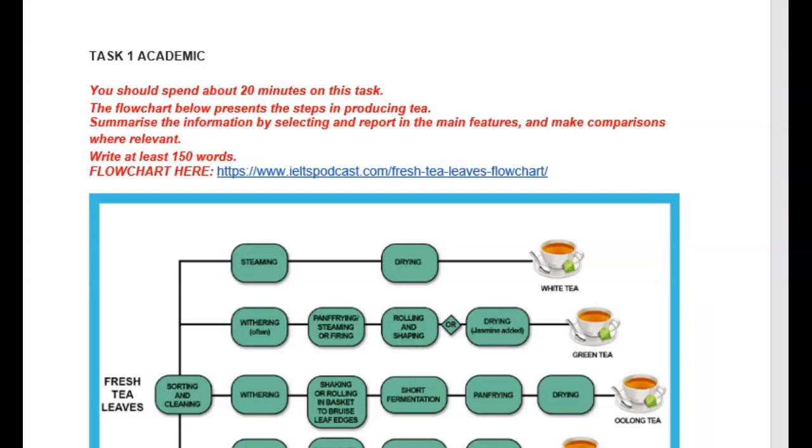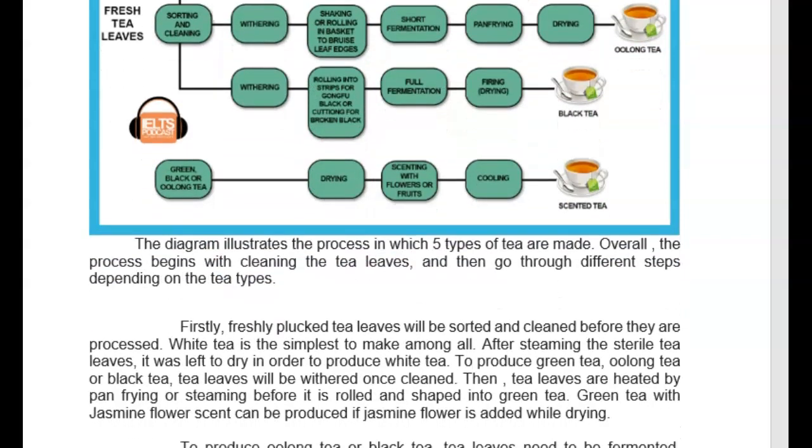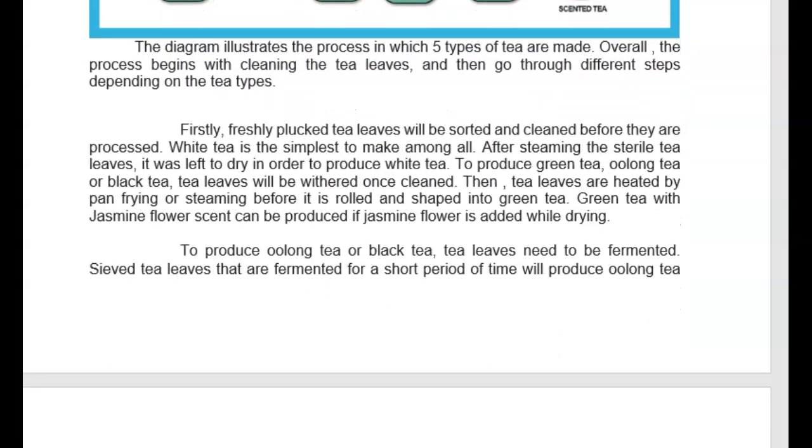Hi, Michelle. So it's your last set of essays. That's great. Let's take a look at what you wrote about this flow chart.